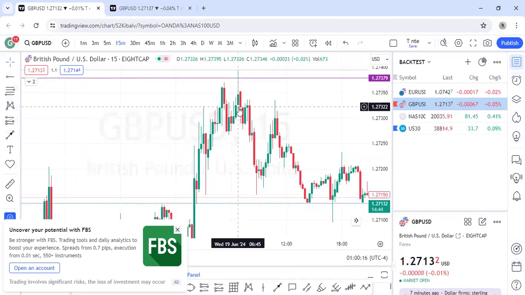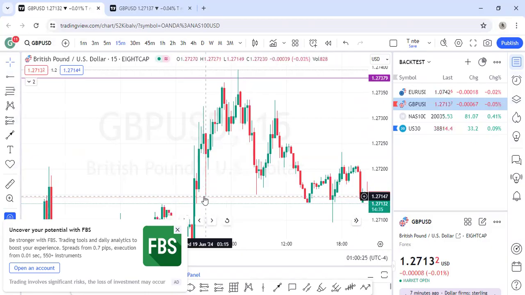And then for me, I actually entered at this imbalance here. So as price swept this other block and broke down, I saw this imbalance as my entry. So I took my sell at this point and then was targeting this low. But it kind of tapped me a bit and then rallied higher.